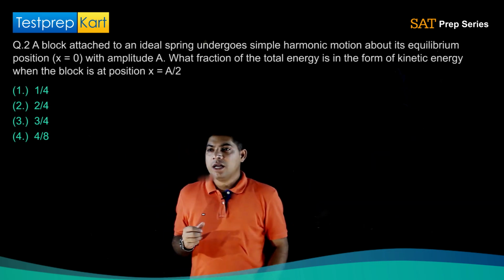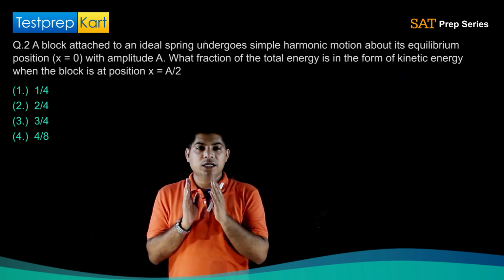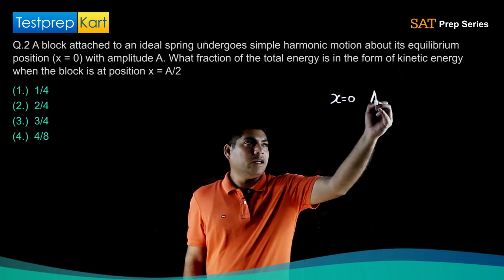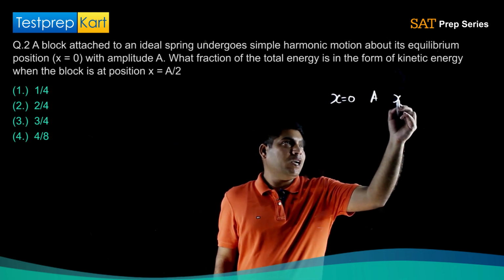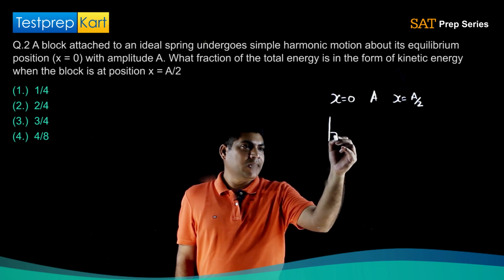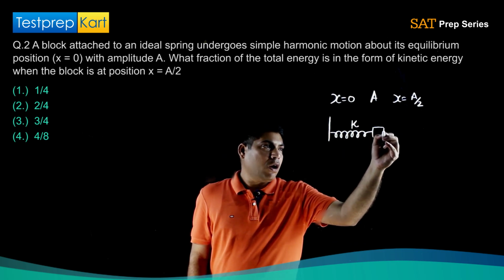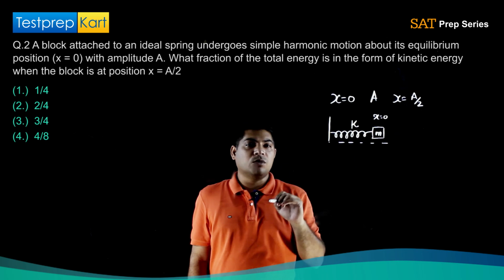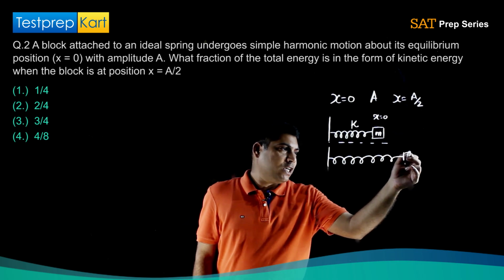Let's look at the next question: a block is attached to an ideal spring and undergoes simple harmonic motion. Its equilibrium position is x equals 0 with an amplitude of a. What fraction of total energy is in the form of kinetic energy when displacement x is equal to a by 2? So let's analyze this question. There is an ideal spring. Suppose its spring constant is k. A block of mass m is attached to this spring, and the initial equilibrium position is x equals 0. When this spring undergoes simple harmonic motion, the maximum displacement is a.